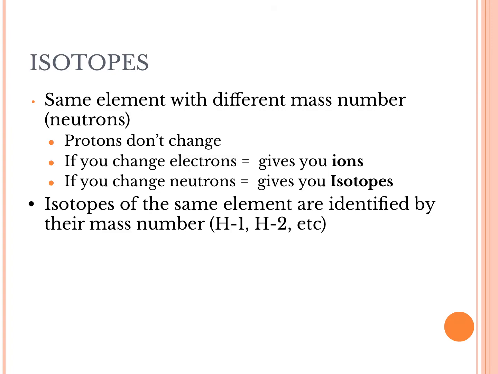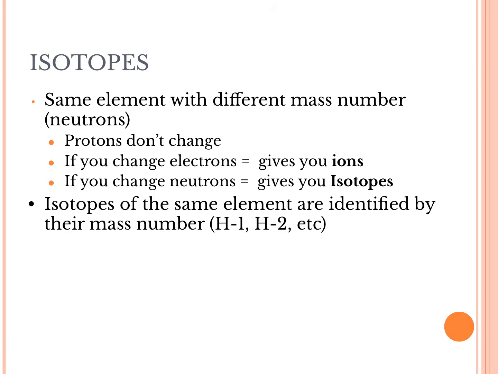This one's going to be on isotopes. Now I made reference to isotopes in a previous video lesson, but now we're going to talk about specifically what they are. What we need to know about isotopes is that isotopes are versions of the same element, but they have different mass numbers. And the only way you get a different mass number is if you change the neutrons. You can't change the protons of an element because that will fundamentally change what the element is.